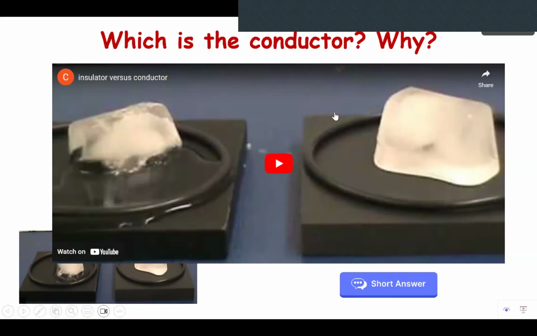On the other hand, the other plate over here is an insulator. It doesn't allow the energy from the surrounding to pass through it easily, and therefore the ice, which is on top of it, touching it, will not feel the heat or will not feel the energy so fast, and therefore it melts slower.